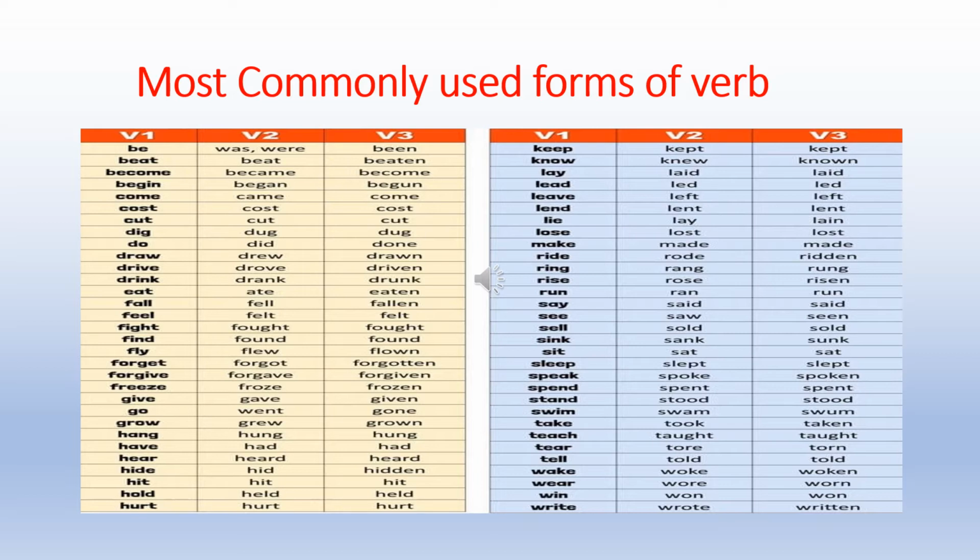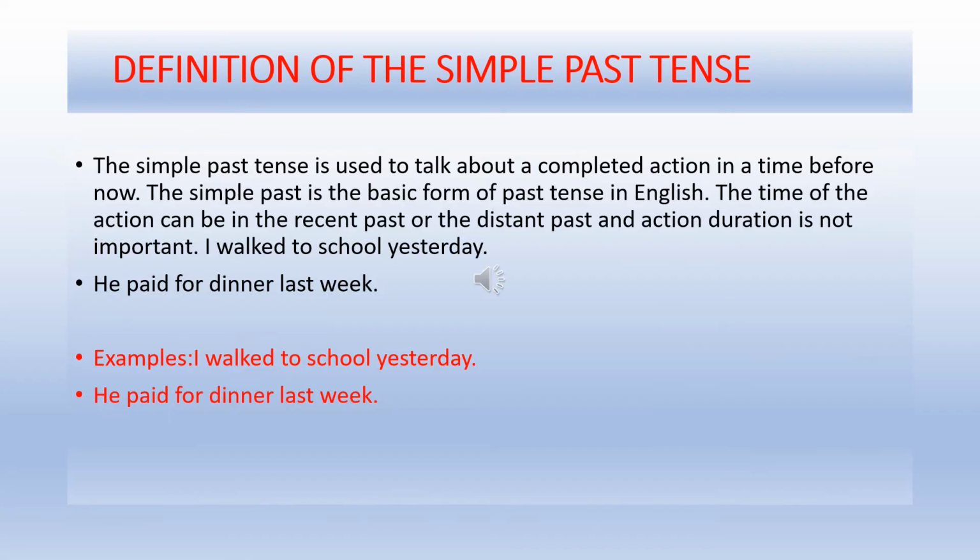My dear students, before we get started, it is good to know that in the English language we have regular and irregular verbs, and it is advisable that you should study the most common forms of verb. Now let's get started. My dear students, the simple past tense is used to talk about a completed action in a time before now. The simple past is the basic form of past tense in English.